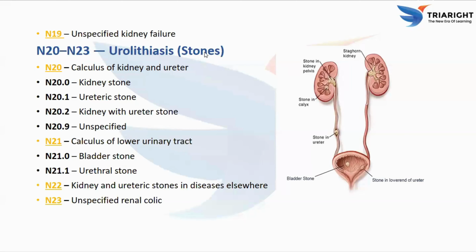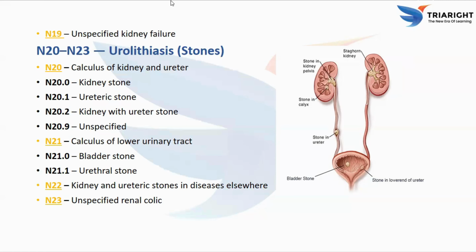So next is N18, unspecified kidney failure. So this code is used whenever documentation says kidney failure but does not specify it as acute or chronic. So next category codes are N20 to N23, which include urolithiasis. So urolithiasis means stones anywhere in the urinary tract. So stones can form in the kidney, ureter, bladder or urethra depending on where the minerals accumulate and crystallize. So these ICD-10-CM codes help to identify where the stone is located.